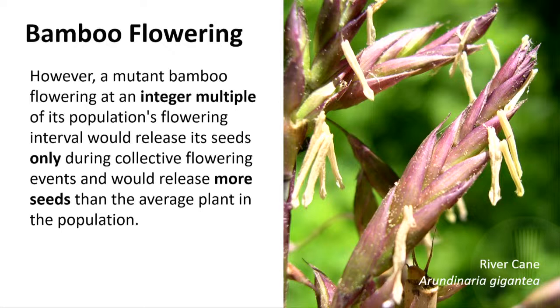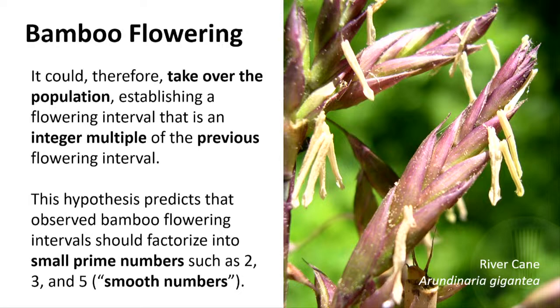However, a bamboo mutation that would flower at one of the integer multiples of its population's flowering interval, meaning if they flowered every 3 years, suddenly an integer multiple might be 6, 9, 12, would get that benefit of flowering in line with its species, but it would release more seeds than the average plant in the population and can therefore take over that population, or its genetics would become dominant in that population and so start extending the flowering period of that population. But it would be a multiple of the original population's bloom interval.